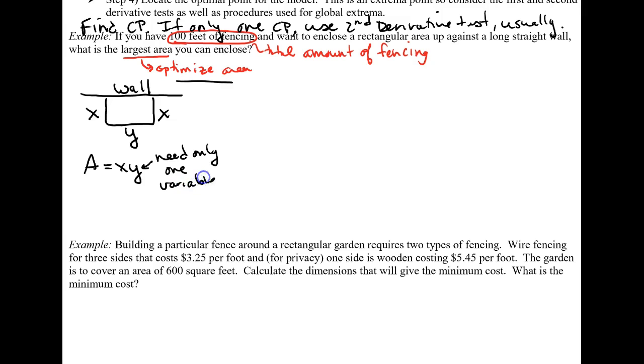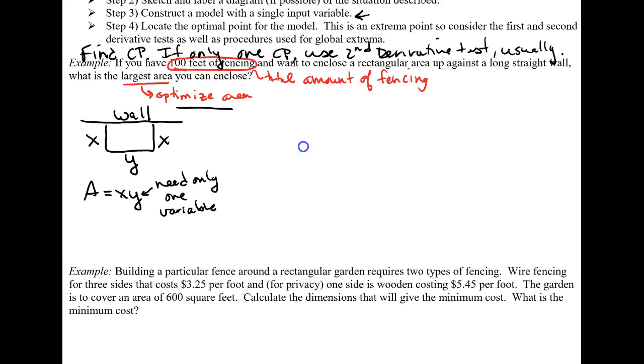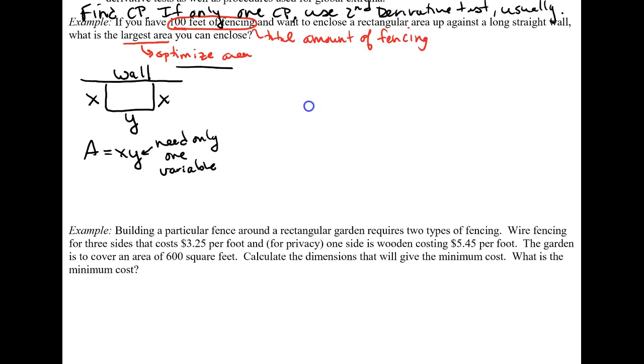And the trouble is, I got two of them. So we think about, well, what are the other things that relate x's and y's? So look at the other stuff we have in the problem. This is where that step 3 becomes pretty important. We want just one variable.